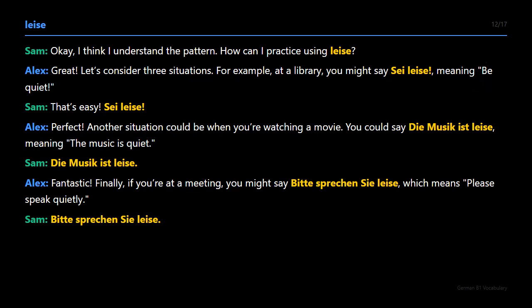How can I practice using leise? Great. Let's consider 3 situations. For example, at a library, you might say, Sei leise, meaning be quiet. That's easy. Sei leise.